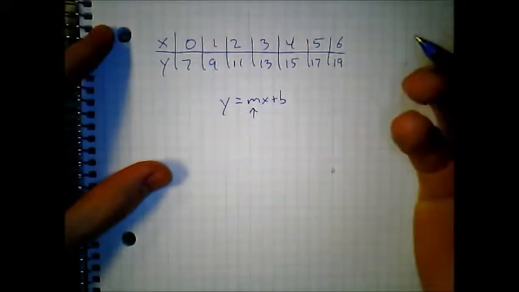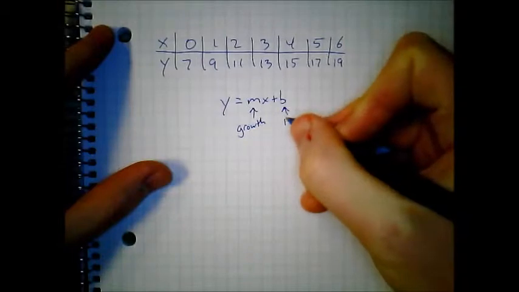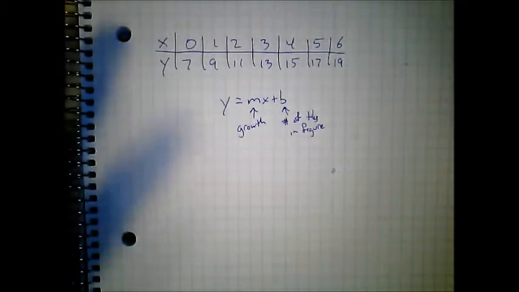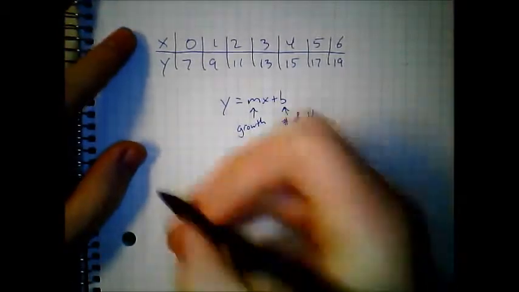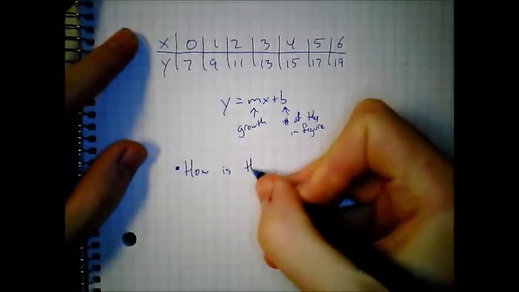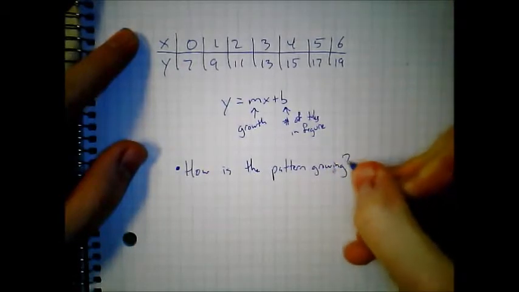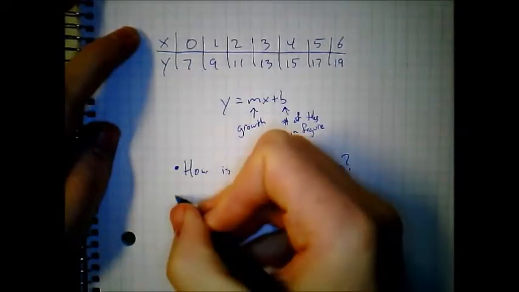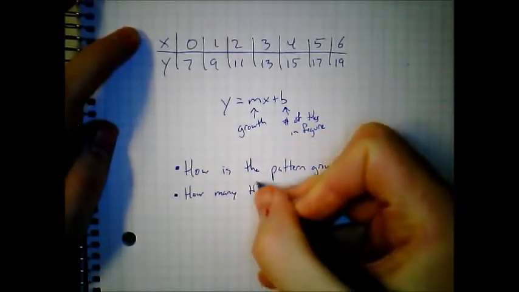Now we understand that this m is our growth, and this b is our number of tiles in figure 0. So whenever you see the directions to write the equation of the line, no matter what you're given, there are two things we have to ask ourselves. How is the pattern growing, or shrinking? We're going to see some that are decreasing. How many tiles are we adding each time? And the other one is, how many tiles are in figure 0?